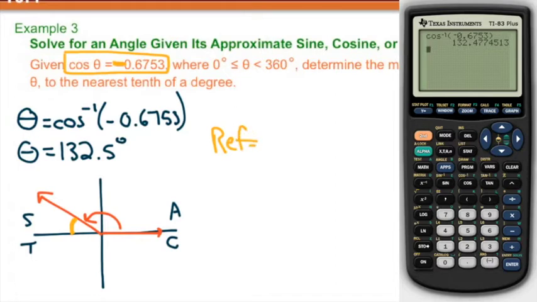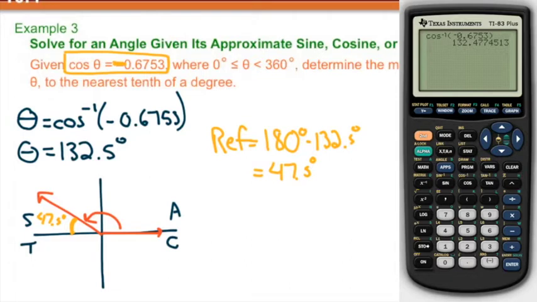So to get a reference angle, it was easier than the last example because it was a nice round number of 30. 180 minus 132.5 would give us that it's 47.5 degrees in here. Again, that's not the angle that we're concerned with.